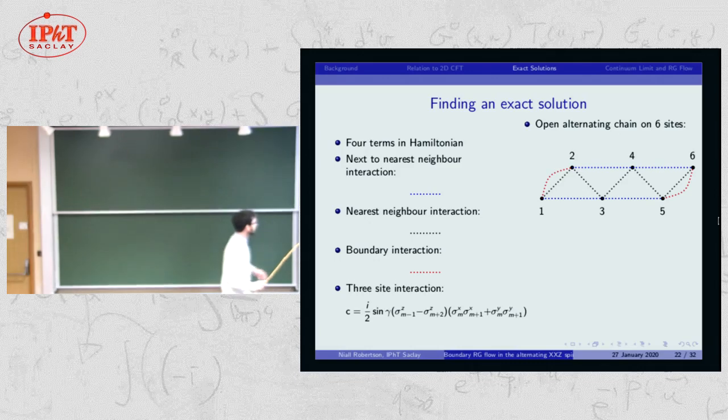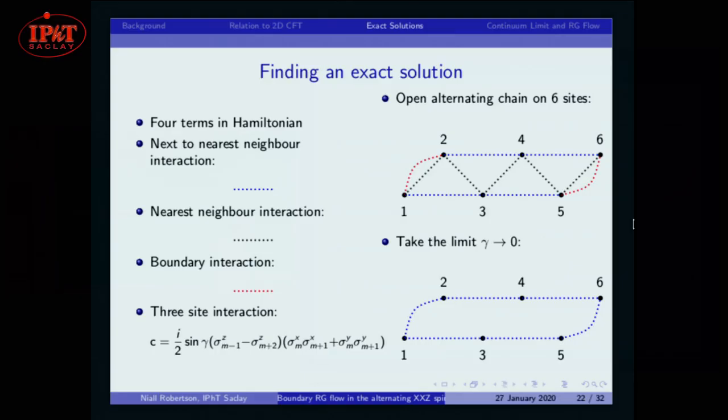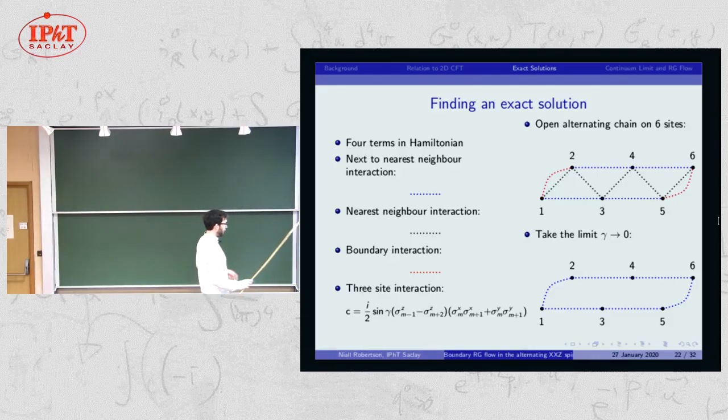And just to say that if we recall that this blue interaction was actually a XXX interaction, the next to nearest neighbor interaction. So let's take the limit gamma going to 0. Turns out that these black interactions actually just disappear. They were also proportional to sine squared gamma. And if we're careful about it, we see that the red interactions actually just become equal to the blue interactions.